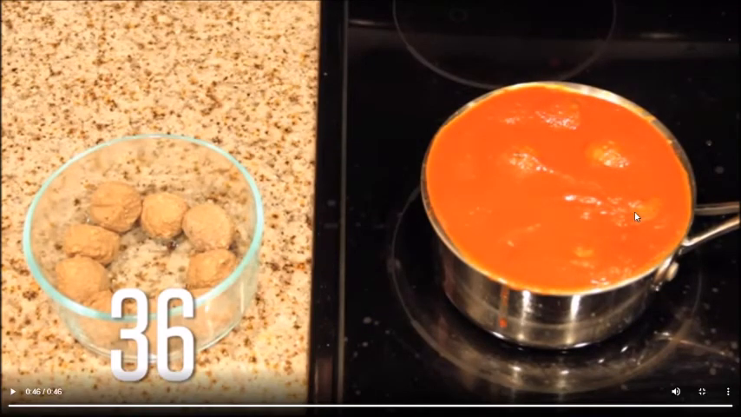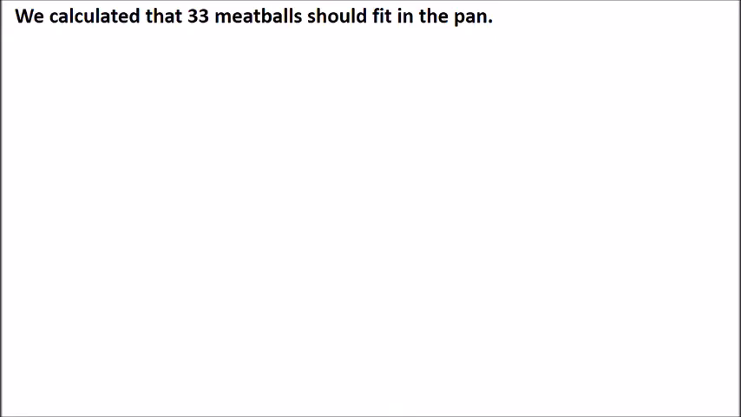Okay, so we can see that after 36 meatballs, that sauce, if you just see here in the video, just about started to dribble over the edge. So we calculated that 33 meatballs should fit in the pan. However, when we watched the video, we saw that 35 meatballs could fit in the pan, where that pan only spills over on the 36th meatball.